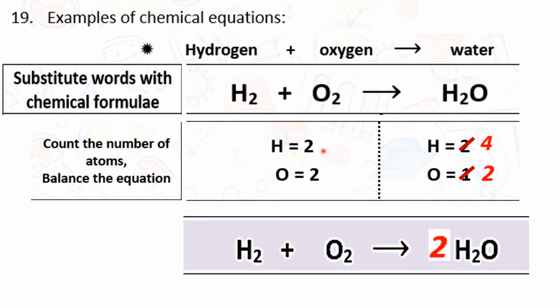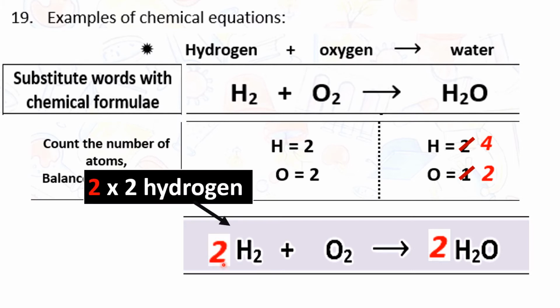So the hydrogen in the reactant, we change it to 4. To get 4, we have to multiply this with 2. So I will put the number 2 here. This means 2 times 2 hydrogen will give us 4. So I will change that to 4.